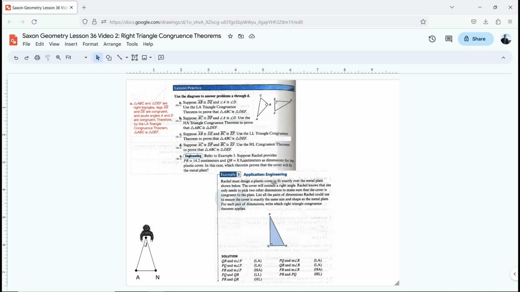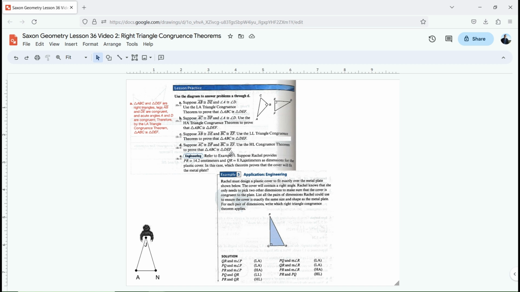Rachel must design a plastic cover to fit exactly over the metal plate shown below, and the cover will contain a right angle. Rachel knows that she only needs to pick two other dimensions to make sure the cover is congruent to the plate. List all the pairs of dimensions Rachel could use. Here's a list of all the pairs of dimensions, because she only needs two dimensions to prove that her triangle is congruent to these other triangles as long as she knows that they both have a right angle. So these are all the possibilities.